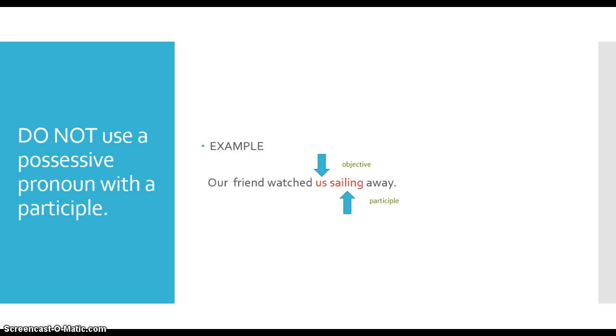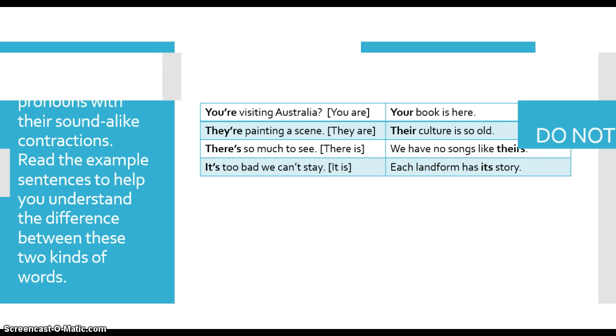You do not use a possessive pronoun with a participle. Now here's where it gets tricky, because sometimes participles look like gerunds. You need to look at the sentence and see what happened. Our friend watched us sailing away. Now in this sentence, sailing is used as a verb. If it's used as a verb, it's a participle, not a gerund. Gerunds are always used as nouns. So when you see a word with ing on the end, you need to look and see what it is doing in the sentence, because that will help you understand how you can use pronouns with it.